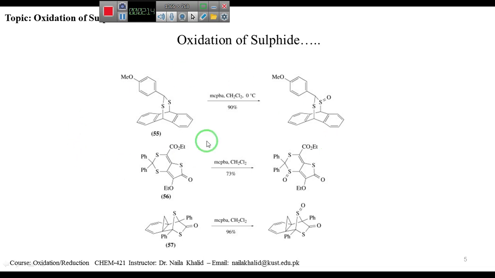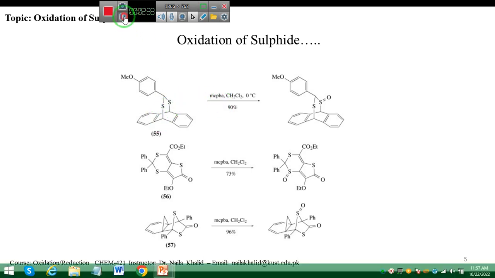Here are some examples of oxidation of sulphide. Now we are using the oxidizing agent metachloroperbenzoic acid. Metachloroperbenzoic acid is an oxidizing agent which will oxidize only one sulfur. In this specific example, there are two sulfurs, but only one is oxidized, which is less sterically hindered.